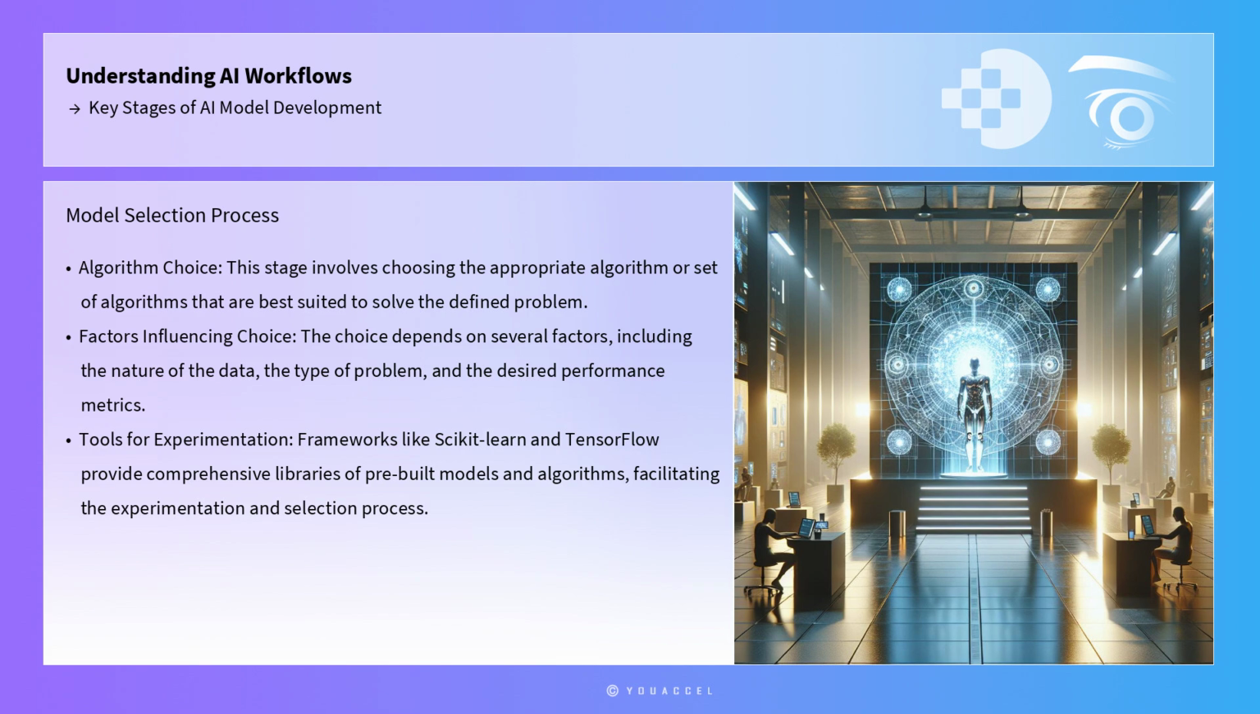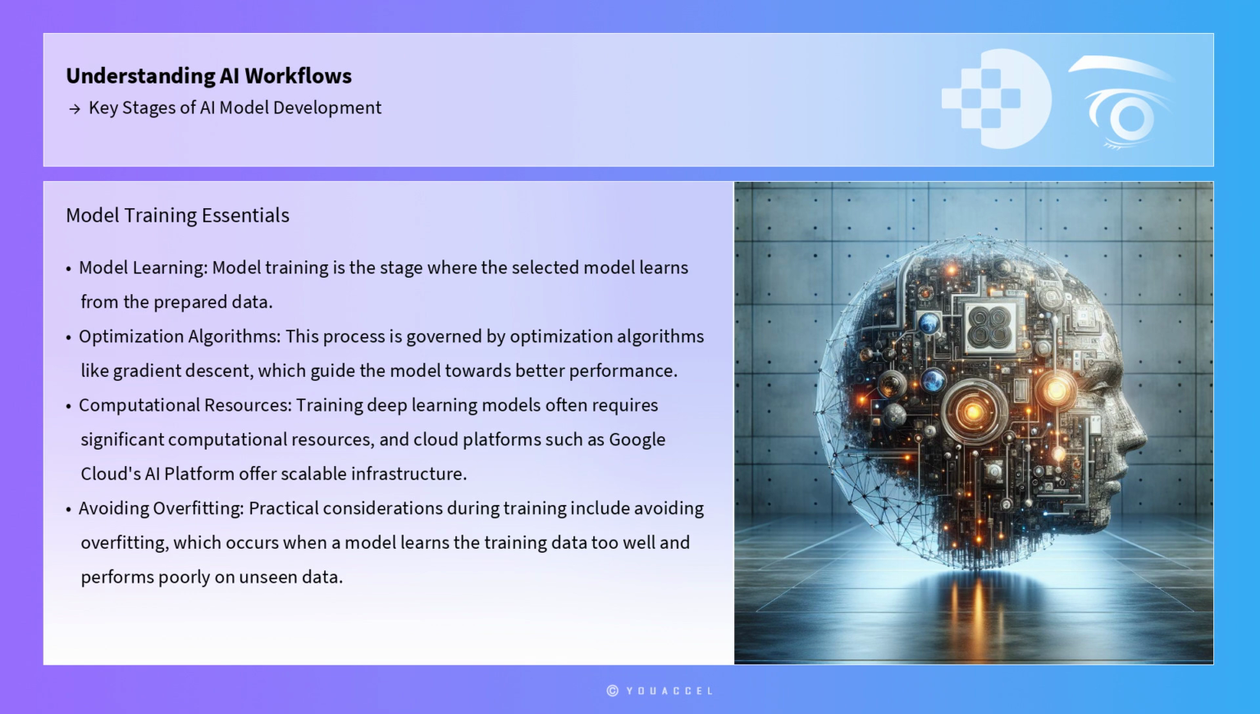Frameworks like scikit-learn and TensorFlow provide comprehensive libraries of pre-built models and algorithms, facilitating the experimentation and selection process. These tools allow practitioners to rapidly prototype and evaluate different models, optimizing them to meet specific performance criteria. Model training is the stage where the selected model learns from the prepared data. During training, the model iteratively adjusts its parameters to minimize the error between its predictions and the actual outcomes. This process is governed by optimization algorithms like gradient descent, which guide the model towards better performance.